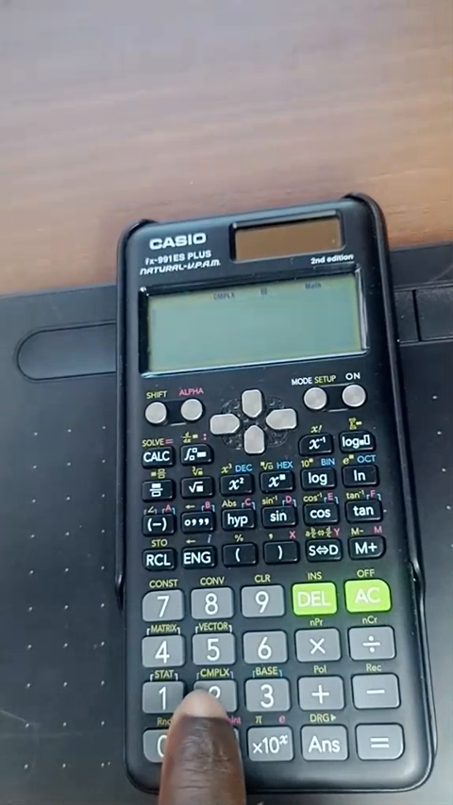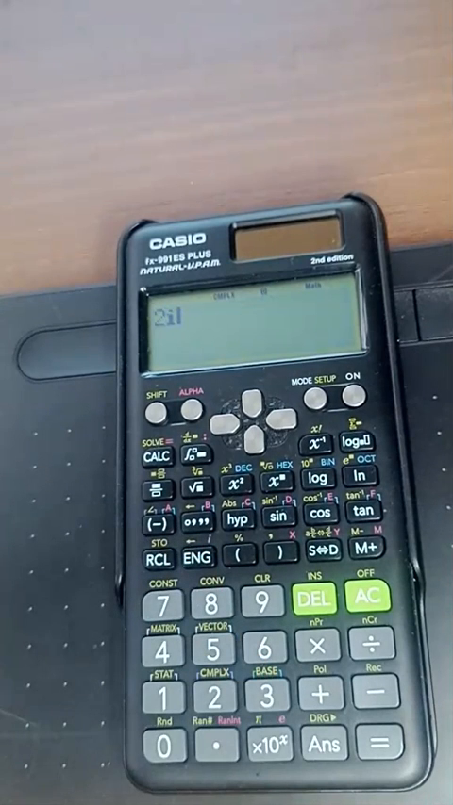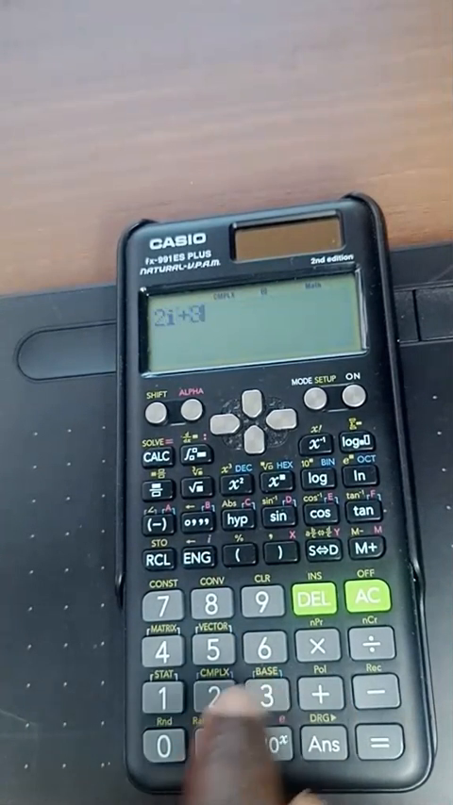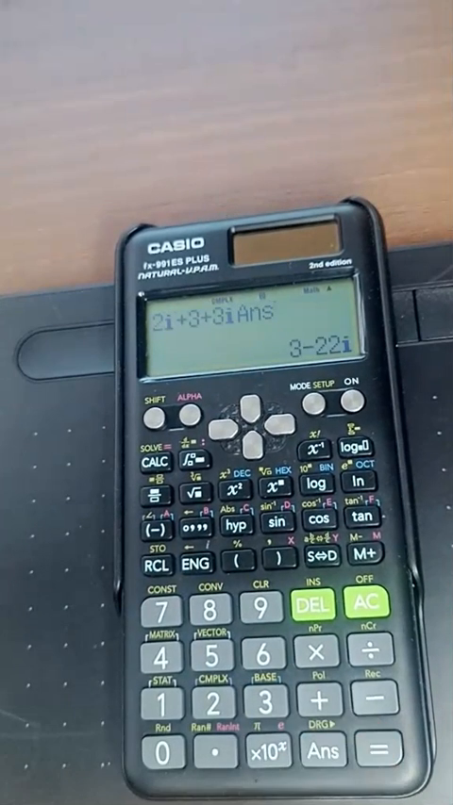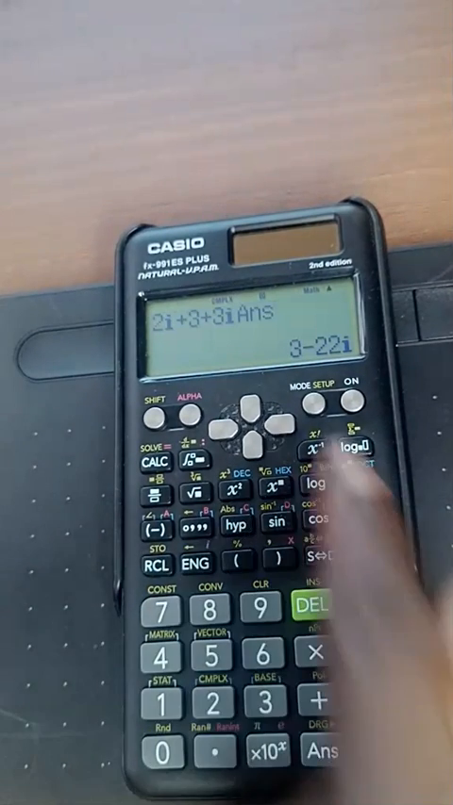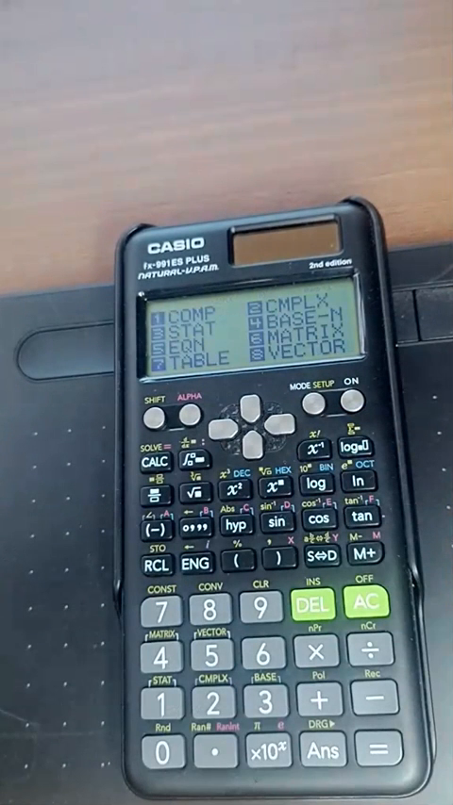Let's take, for example, 2i, because it is a complex number, plus 3 plus 3i. Let's say the answer to this will be something around 3 minus 22i, because we are dealing with complex numbers. So complex mode simply refers to the mode that we use when it involves a complex number. So let's go back to mode. Number 3 would be STAT. STAT simply means statistical calculations.